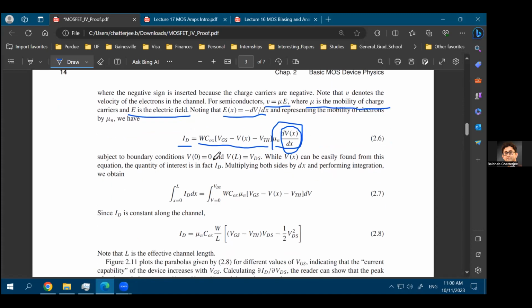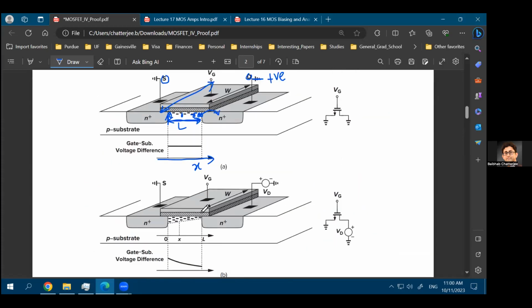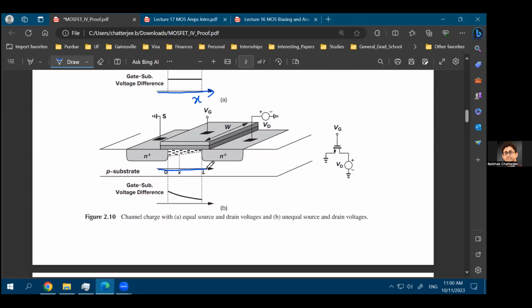So what you can do at this point is integrate this ID current with respect to dx, and you can provide the boundaries of x equal to 0 to x equal to L. Again, why? Because this is your x direction, and at the source, the value of x is equal to 0, and at the drain, the value of x is equal to L.